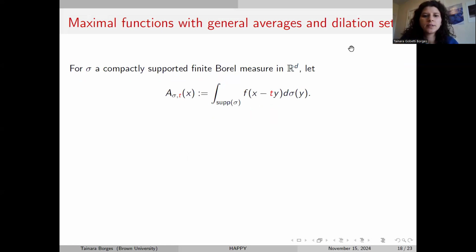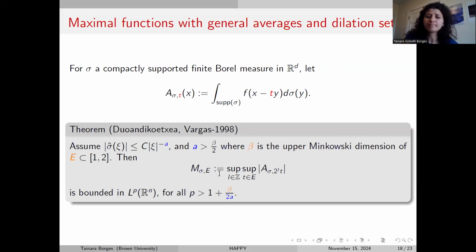Now I will show you the following. If you were to ask what the L^p boundedness properties are of the maximal function with a general sigma and a general dilation set E, Seeger and Wright, and Duoandikoetxea and Vargas investigated this, which would be a generalization of the Rubio de Francia result, where we allow a more general set of scales. They show that if you have the same decay as before, decay |ξ|^(-a), and a compensates half of the upper Minkowski dimension beta of E, then you're going to have bounds in L^p for the associated maximal function as long as p is larger than 1 plus beta over 2. What this is saying at the end of the day is that this range of bounds gets better if you have more decay for sigma hat, and if you have smaller dimension for your set of dilation scales. And this quantifies how good the range of L^p bounds is.